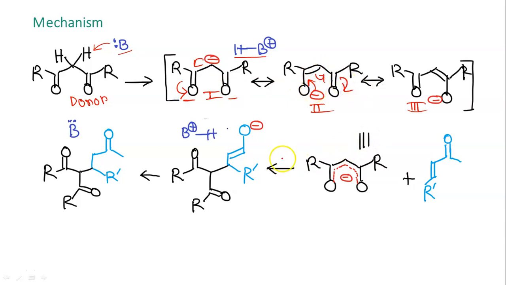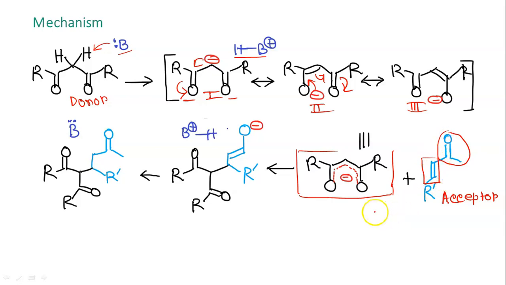Like this. Okay, so the average structure, that is the resonance hybrid structure, will be this one, where the negative charge is all over this carbon and oxygen. Fine. And this is our acceptor. So the acceptor has the electron withdrawing group COCH3 and a C=C double bond. So this is an activated double bond.